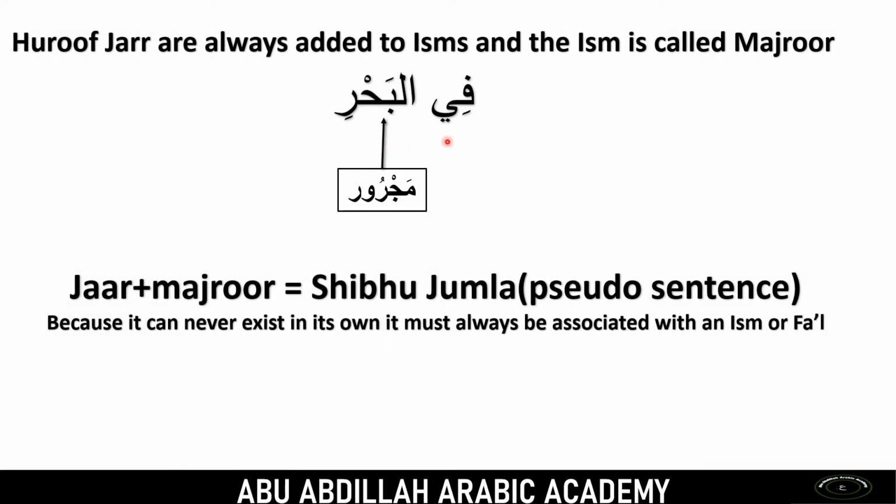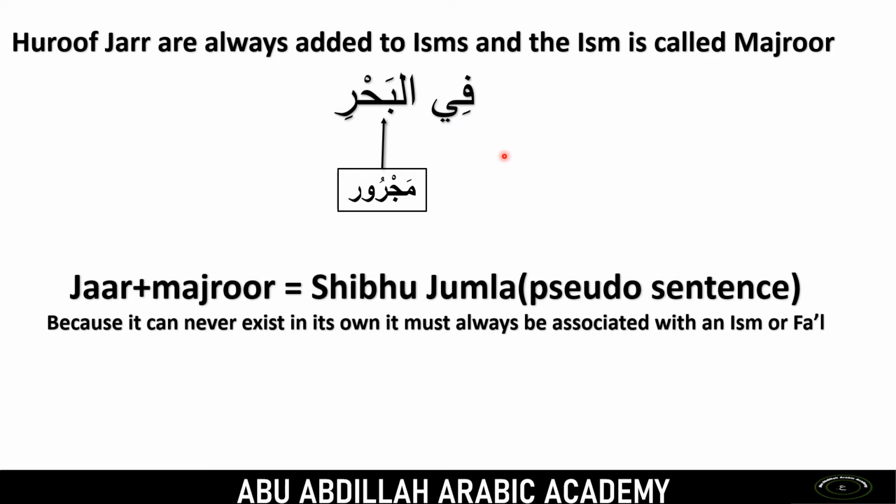So here is an example. Here we have a huruf al jar which is fi being added to an ism. It was originally al bahru. When you add fi, it becomes fil bahri. So al bahru becomes al bahri because we have a huruf al jar on it. So this becomes majroor.